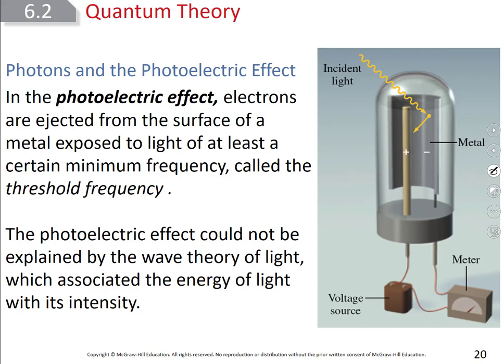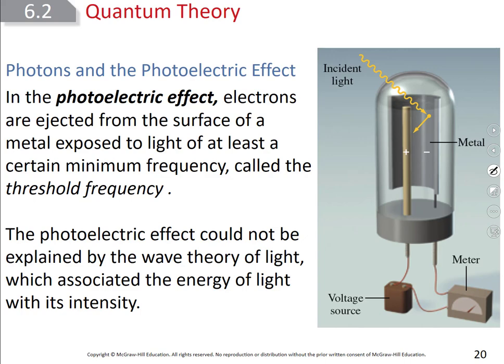So the photoelectric effect is the idea that as you increase the light being shined on a metal, you actually start getting electrons discharged from that metal. So you shine light on a metal and the electrons start getting pulled off the metal and discharged, and we can measure the electrons being pulled off by attracting them to a cathode here.